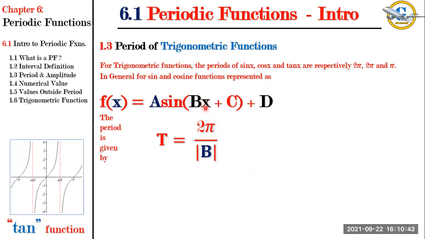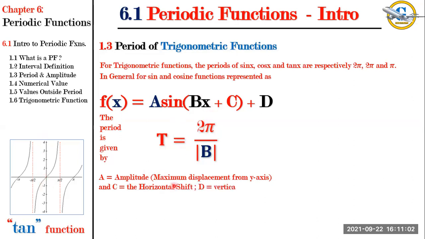So the period is 2 pi divided by the absolute value of the coefficient of x, and that coefficient of x here is b. This is the same for the sine and cosine functions, where a is the amplitude, which is the maximum displacement from rest. That means you start measuring from the line y equals 0, upwards or downwards. And c is the horizontal shift.